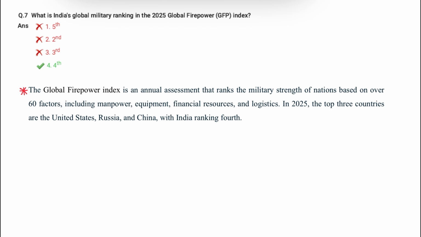Question number 7. What is India's global military ranking in the 2025 Global Firepower GFP Index? The Global Firepower Index is an annual assessment that ranks the military strength of nations based on over 60 factors, including manpower, equipment, financial resources, and logistics. In 2025, the top three countries are the United States, Russia, and China, with India ranking 4th. The correct answer is option 4.